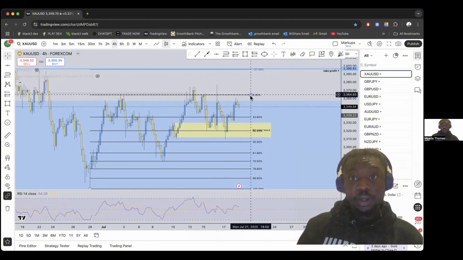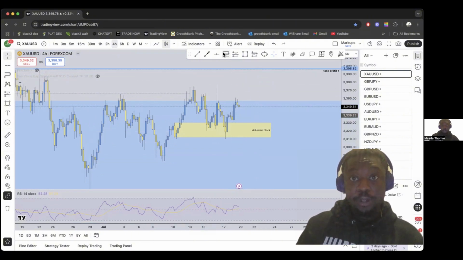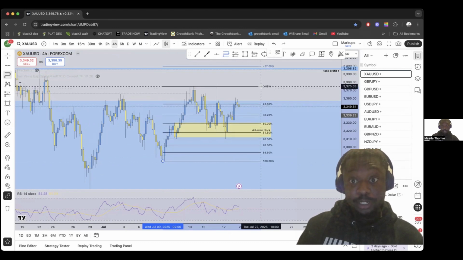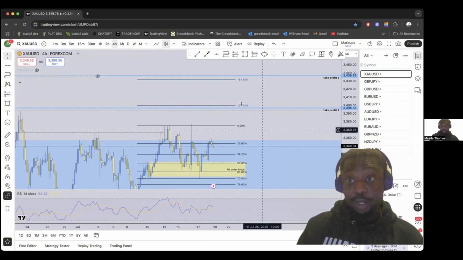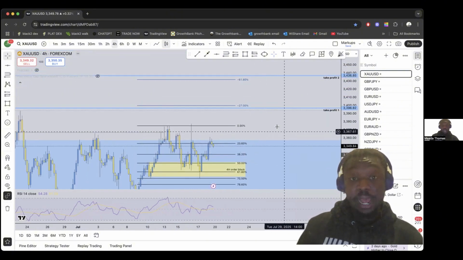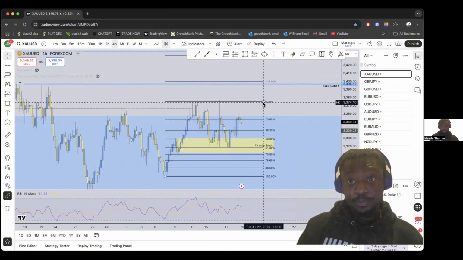Okay. So let's remove this other fib. Let's put this fib on from this low to here. Okay. Same thing. Hit the 61.8, 70.5. So we will be targeting, yep, take profit one, take profit two. That adds up. So we're good to go.